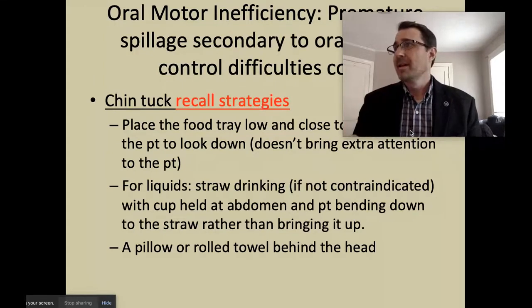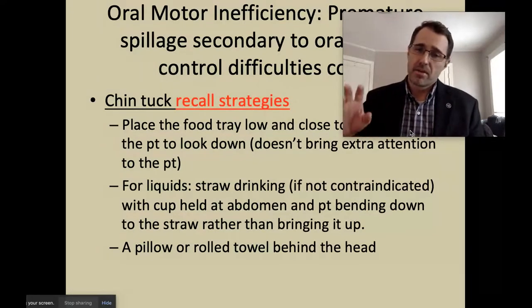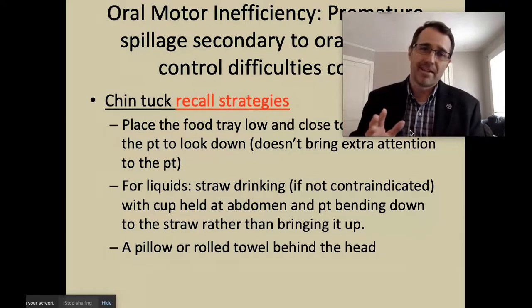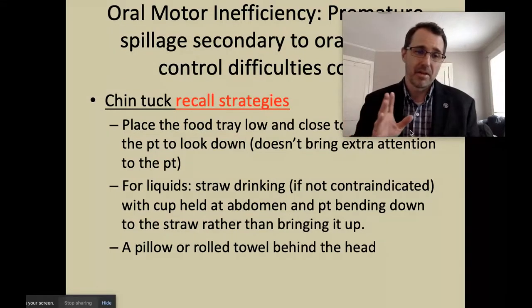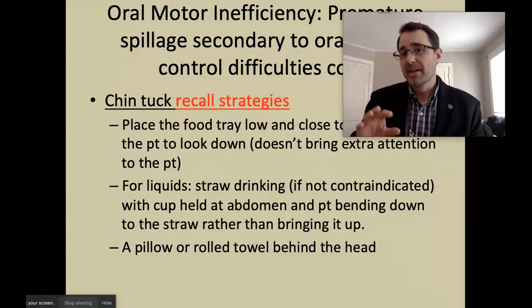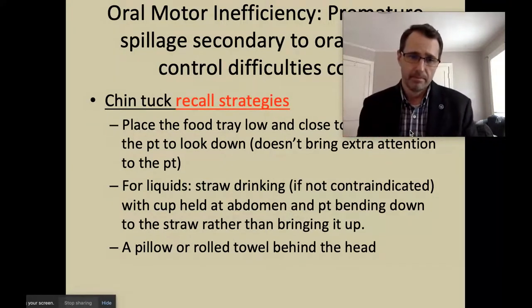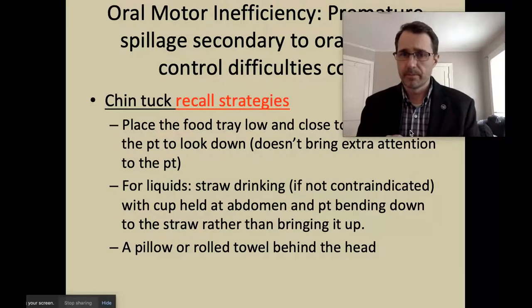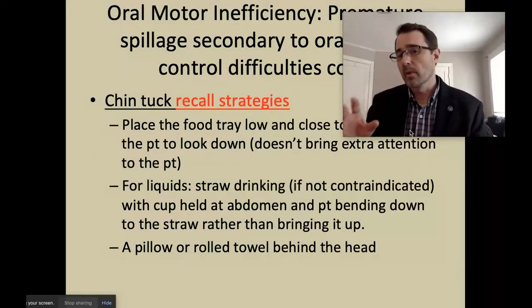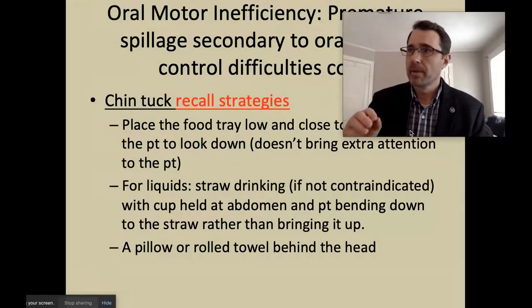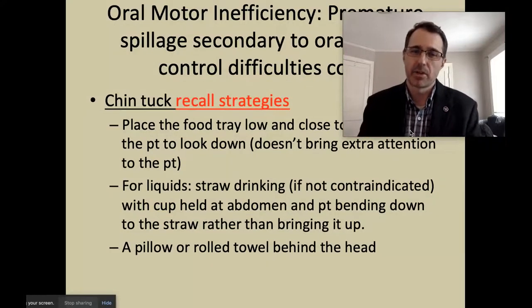But as I've already said, straw, more often than not, 9 times out of 10, a straw is your worst enemy as the speech therapist in a nursing home or acute care. So you really have to be careful and be sure that the patient can handle a straw.